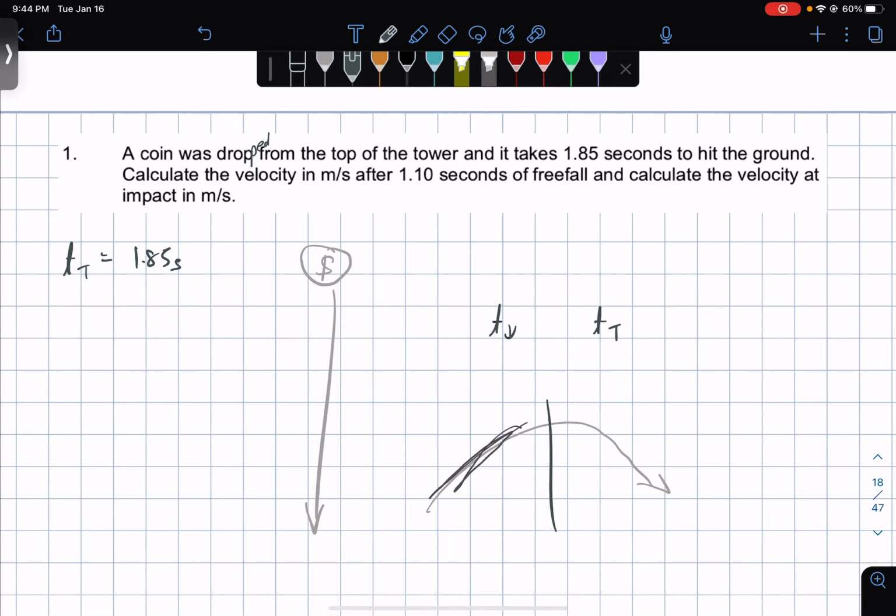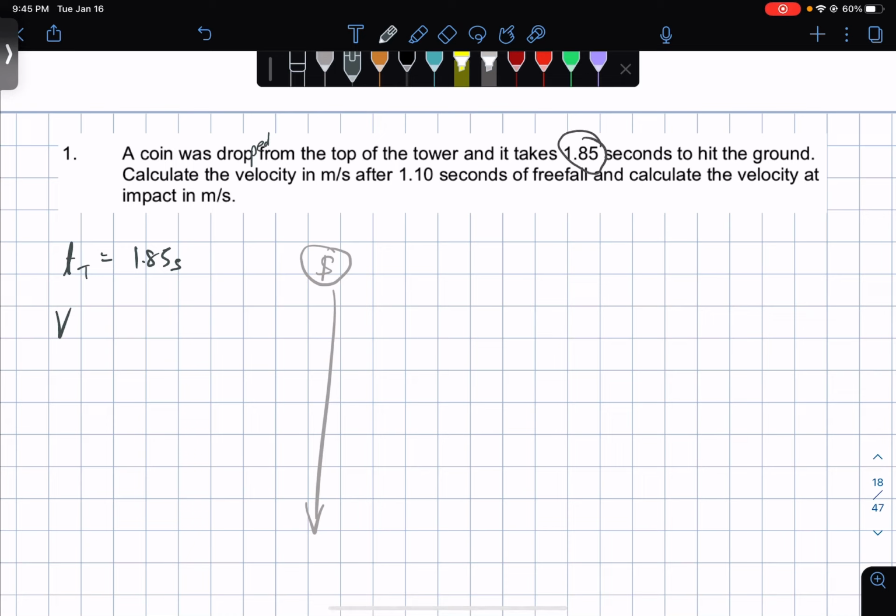So this is the time going up, and then the time going down. Time total and time going down isn't exactly equal in all scenarios. Only in the scenario of an object going down is the time total equal to the time going down. So what is the velocity in meters per second after 1.10 seconds of free fall?